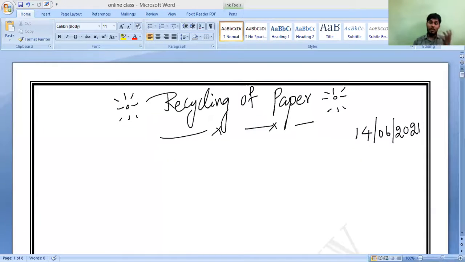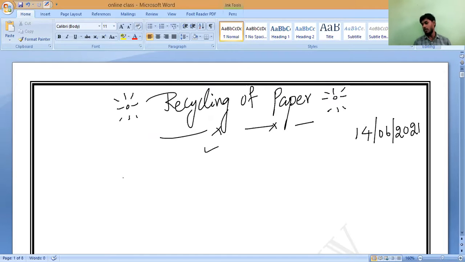Okay, so now in today's class we will see first what is recycling of paper, and the next one is what is the method of controlling deforestation. The opposite of deforestation is called reforestation, meaning again regrowing the forest. So let us discuss recycling of paper.